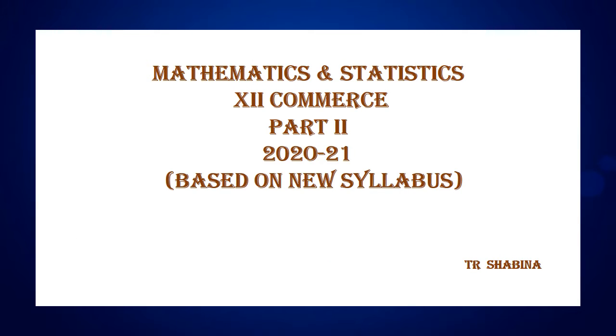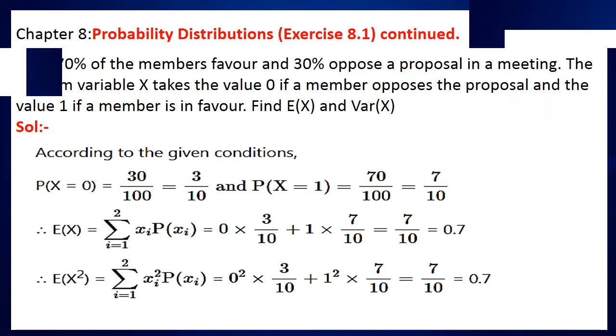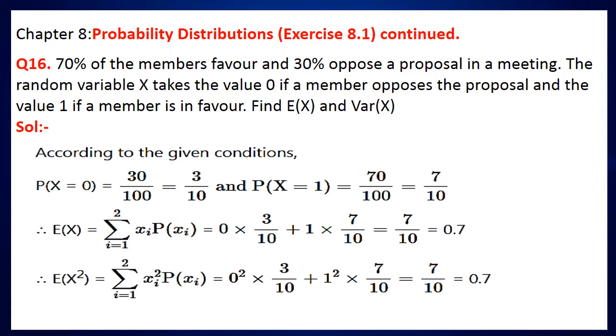Friends, we are continuing with the sums of exercise 8.1 of the lesson probability distributions. 70% of the members favor and 30% oppose a proposal in a meeting. The random variable x takes the value 0 if a member opposes the proposal and the value 1 if a member is in favor. Find expectation of x and variance of x.